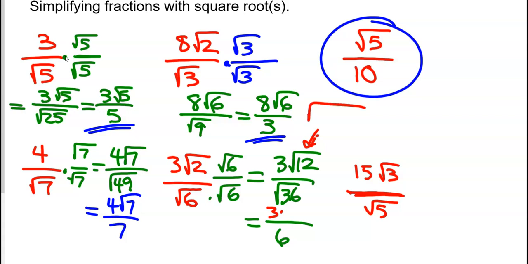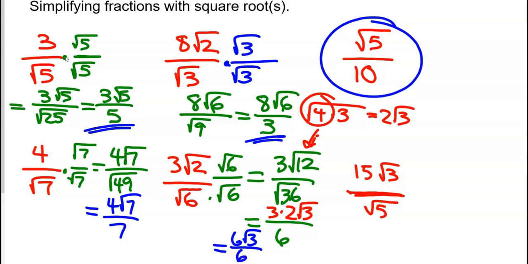Alright, so the perfect square factor of 12 is 4 times 3, so that means you end up with 2 root 3. The square root of 12 is replaced with 2 root 3. So what I end up with is the numerator is 6 root 3, since 2 times 3 is 6, over 6. And 6 divided by 6 is 1, so the final answer here is the square root of 3.